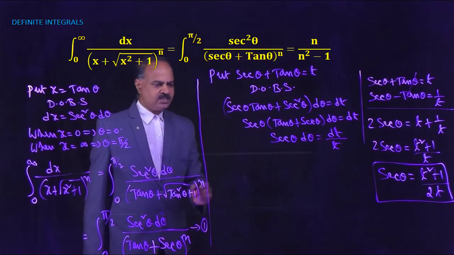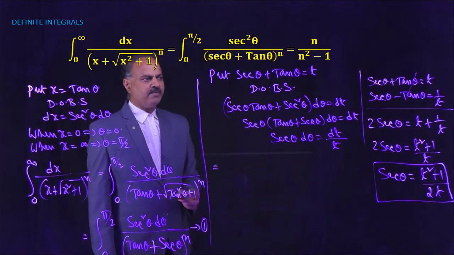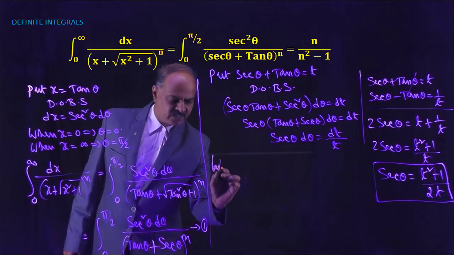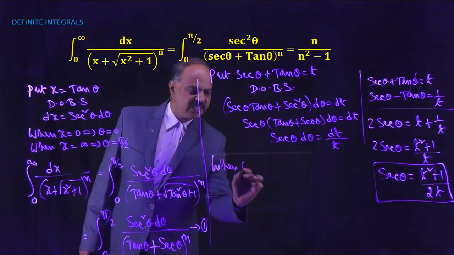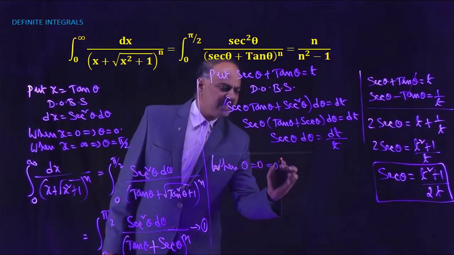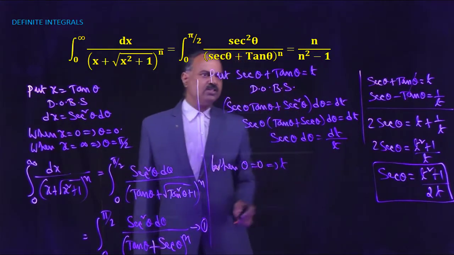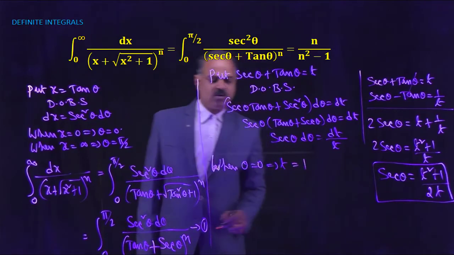Equation 1 becomes integral 0 to pi by 2. So first, when theta is equal to 0, this implies t equal to secant 0 plus tan 0, secant 0 is 1 and tan 0 is 0, so t equal to 1.